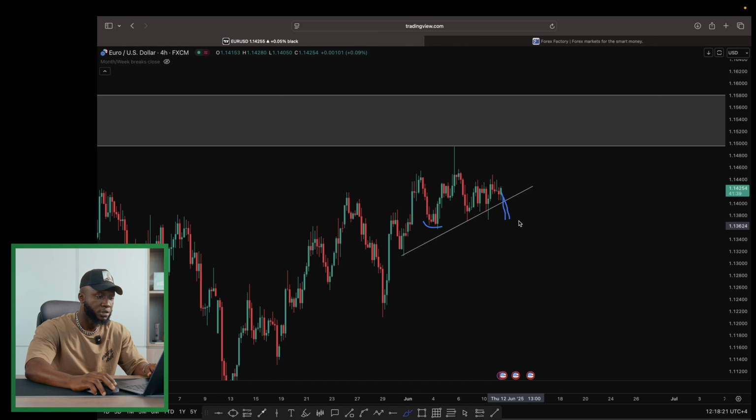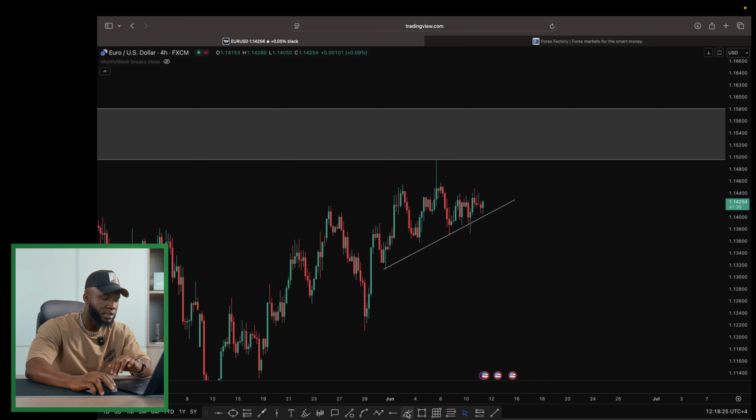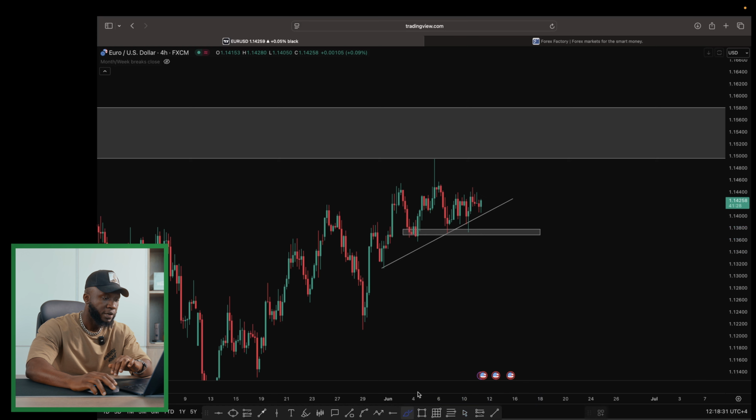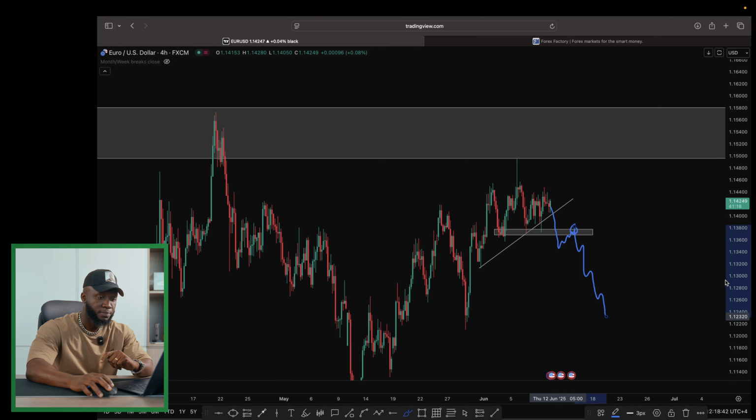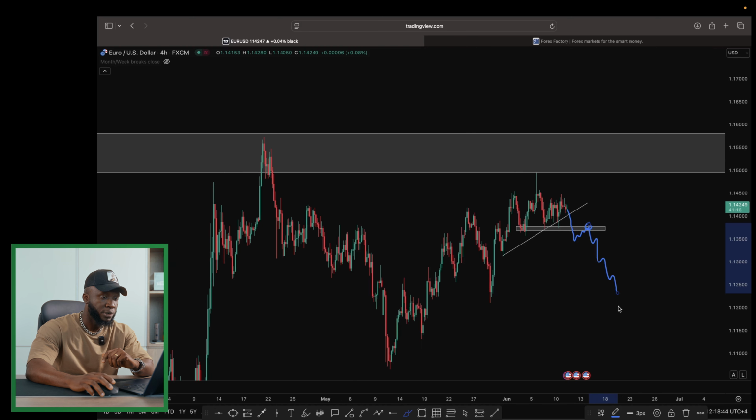So for selling opportunities, the ideal trade is where you wait for at least this previous low to be broken. What we will be looking at on this pair is waiting for a break and possibly a retest of this level. That is when we can actually get in for selling opportunities to the downside. So that is on Euro USD.